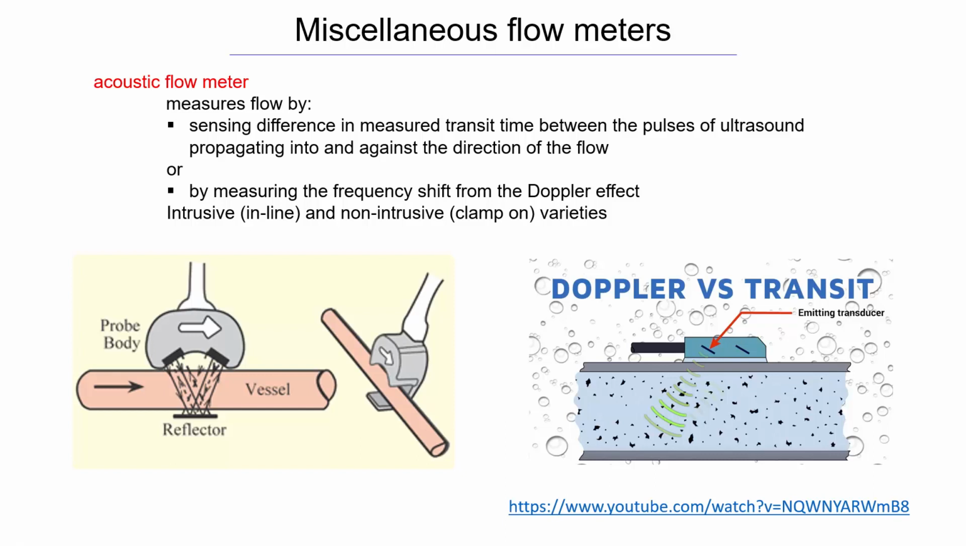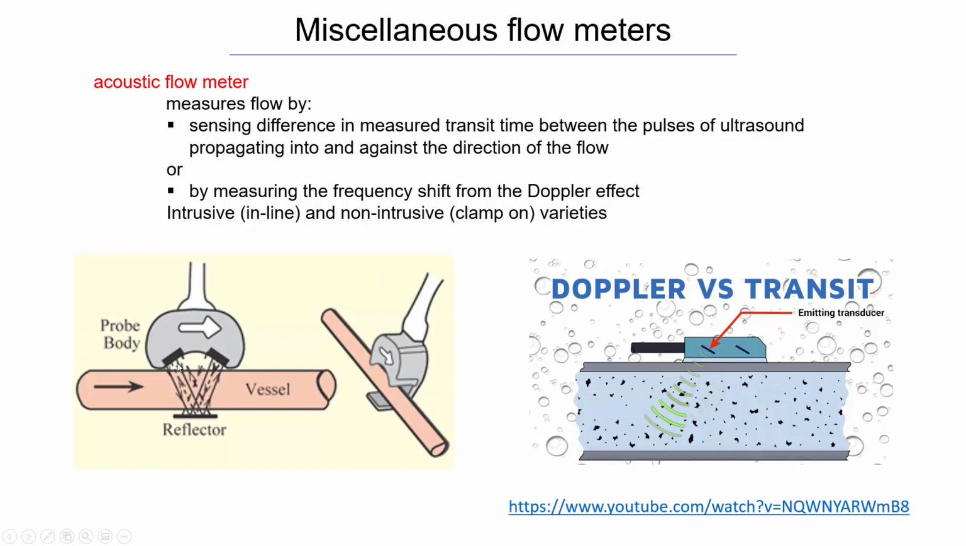The last one, I believe this is the last one we're going to cover, is the acoustic flow meter. There are a bunch of different versions of this. Two of the more common ways of doing this. I think there is a third way, but these two are more common. But you measure flow by sensing the difference in the measured transit time between the pulses of ultrasound propagating into and against the direction of the flow.